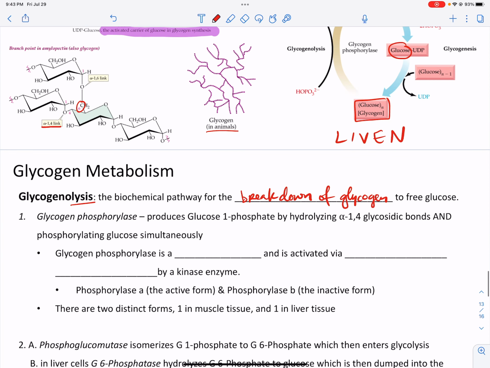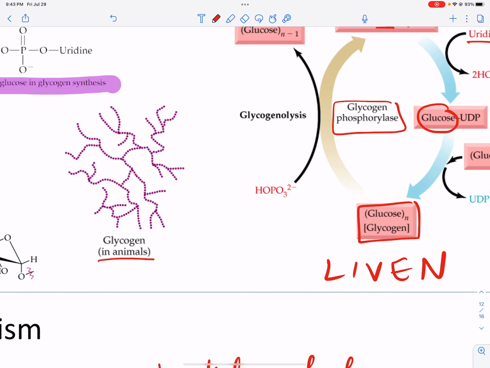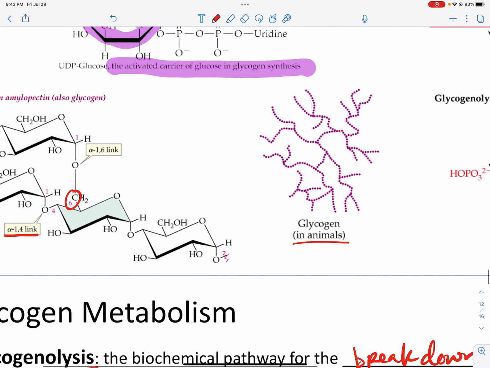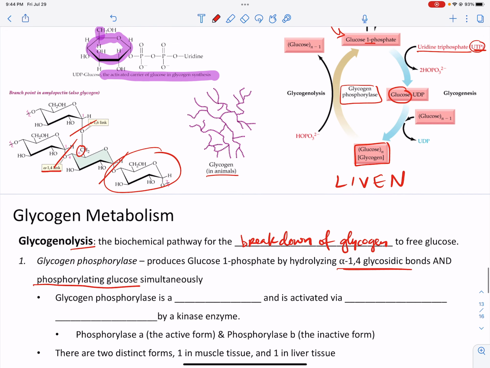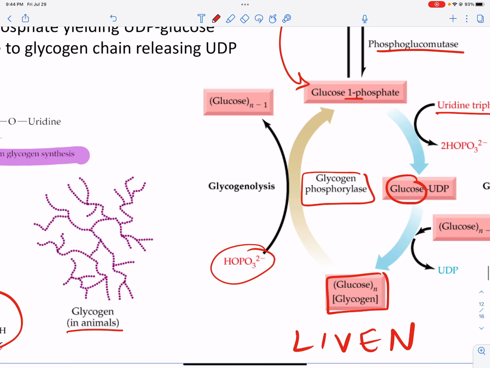And there's a couple key players here: glycogen phosphorylase, which is listed right here. Glycogen phosphorylase is the main enzyme that is going to cleave these alpha bonds so that you get a free monomer. And at the same time that it cuts the glycosidic bond, it's also going to phosphorylate glucose simultaneously. It's a powerhouse of an enzyme, doing two things at once, cutting the glycosidic bond and phosphorylating glucose simultaneously. So you see this phosphate group is also necessary. And when that's all said and done, you remake glucose 1-phosphate.